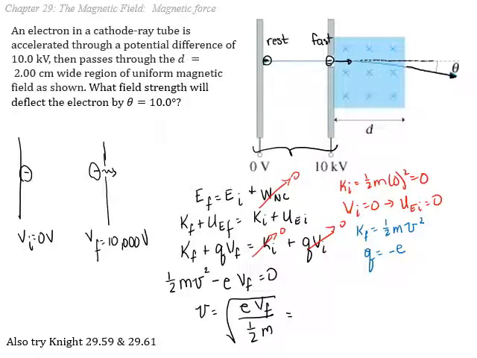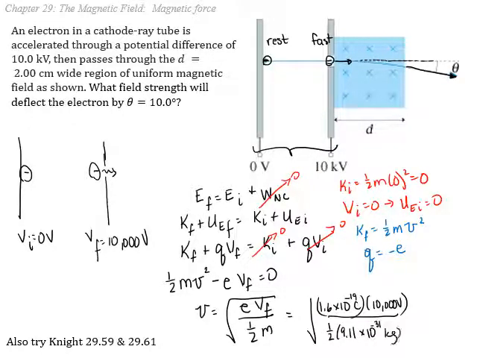Put our numbers in here. Notice that I'm not dropping a negative sign. The charge is minus E. That term becomes positive when I bring it to the other side. 1.6 times 10 to the minus 19 coulombs times 10,000 volts divided by 1/2 times 9.11 times 10 to the minus 31 kilograms. Take the square root of everything, and that speed turns out to be 5.93 times 10 to the 7 meters per second. And it's going straight across. So now we know the speed when it enters the magnetic field.